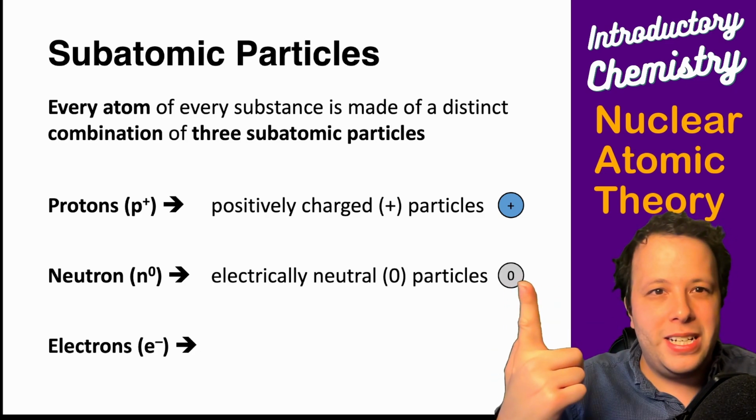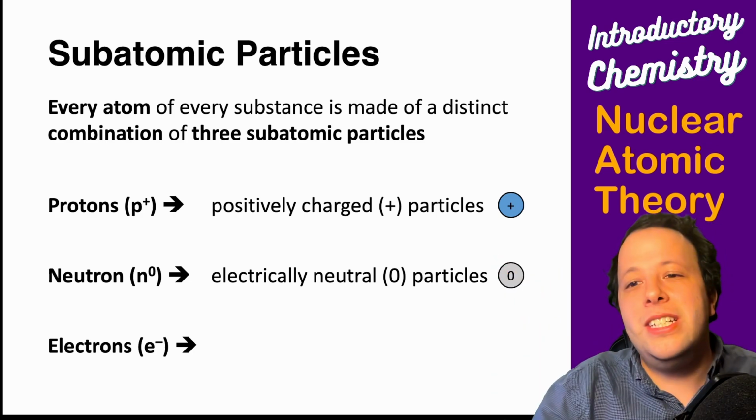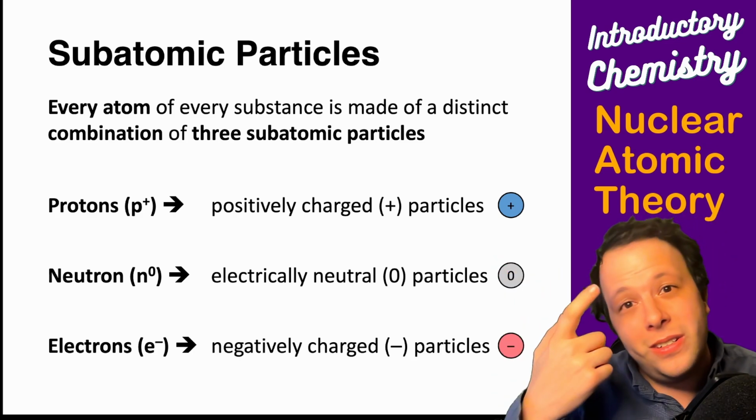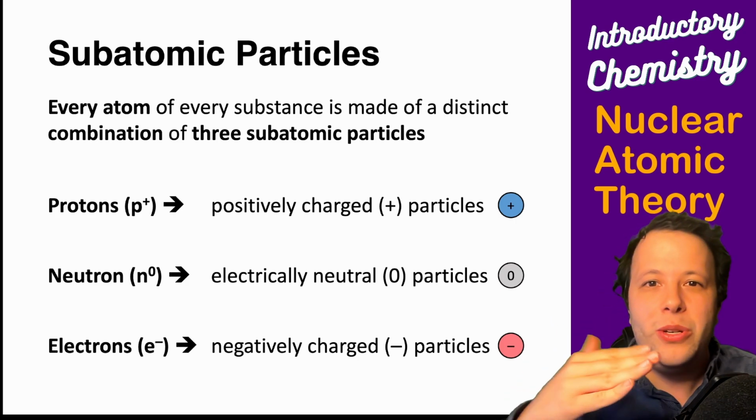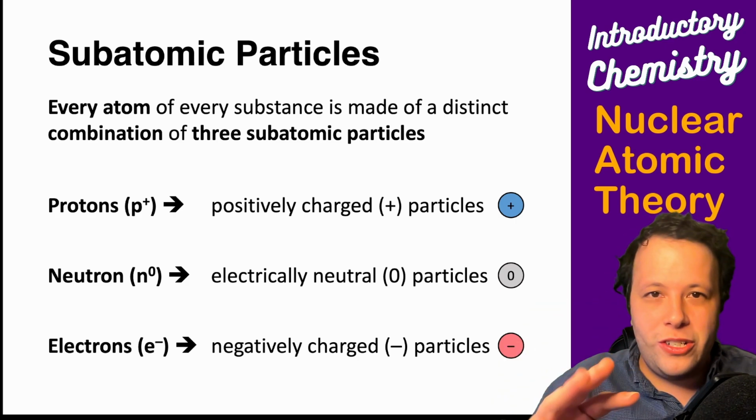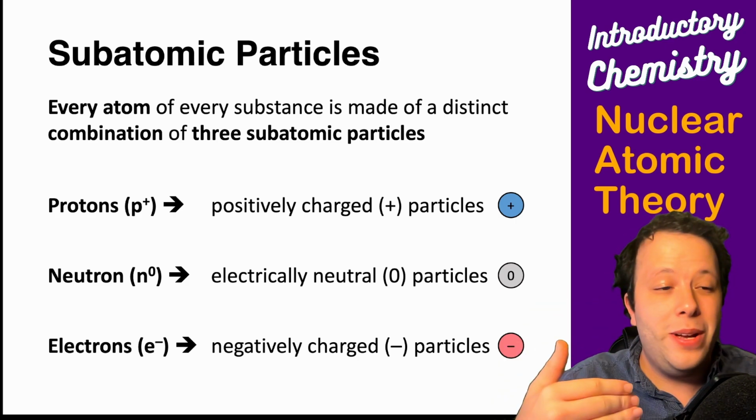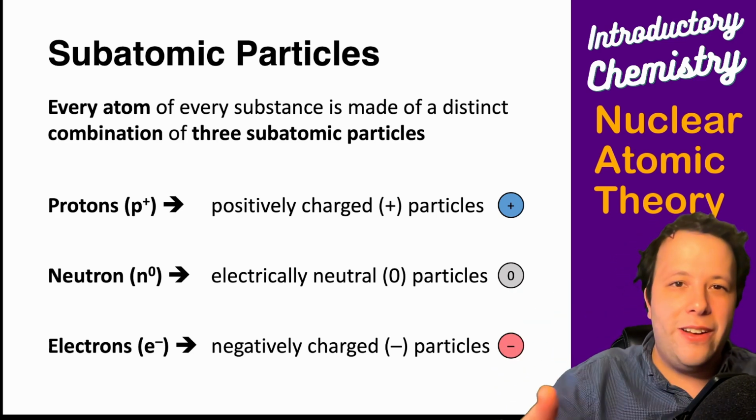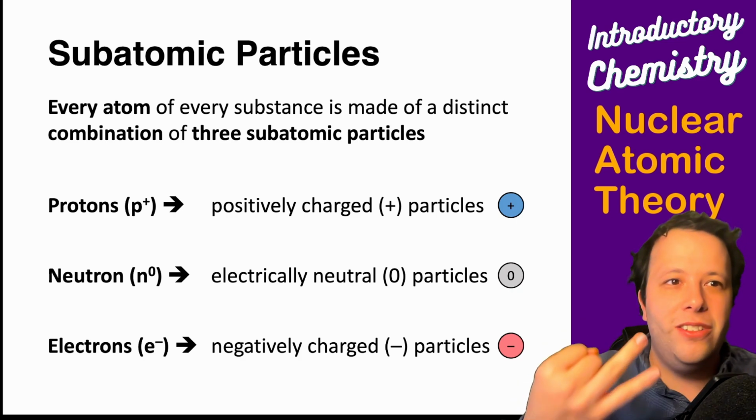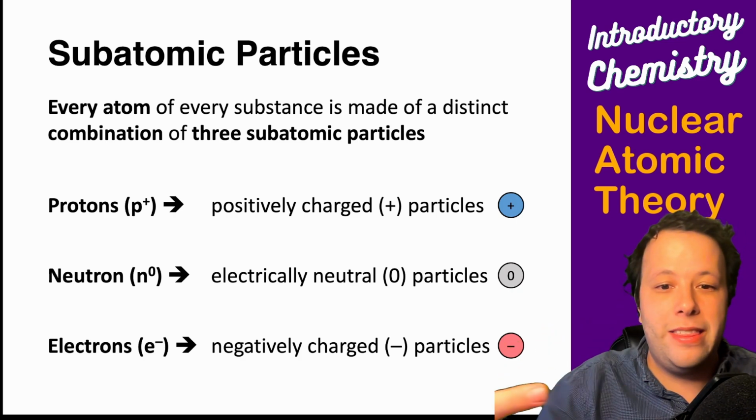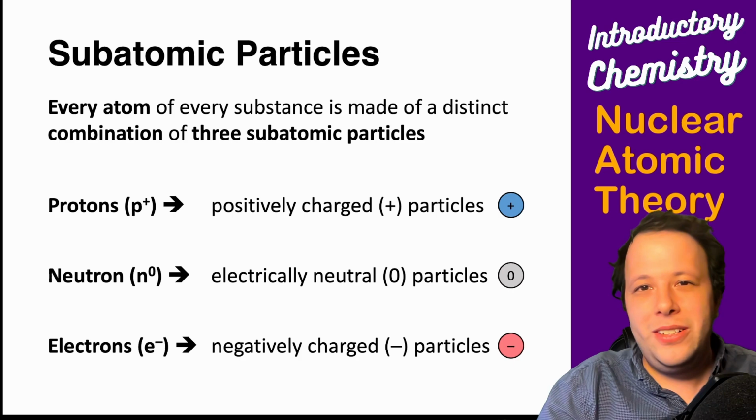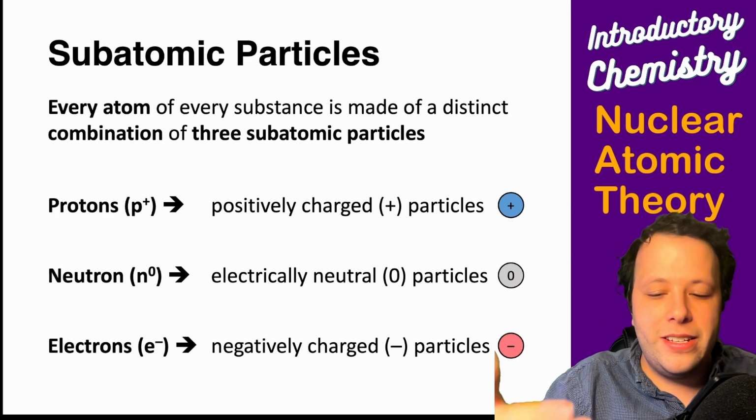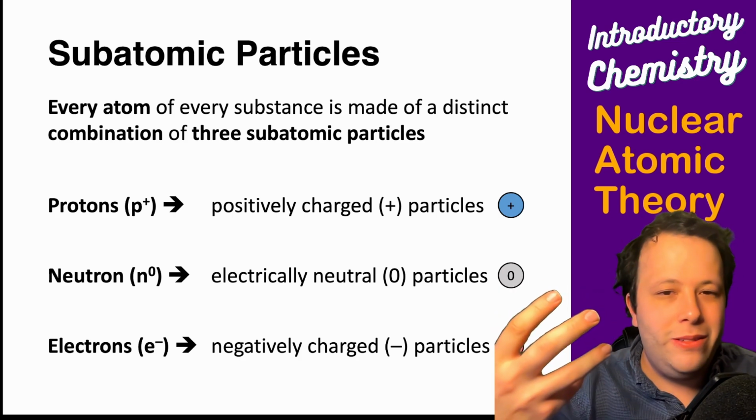Electrons, so if you had a positive and a neutral, what's left is your negatively charged particle, electrons. So you have 3 different charges that are available to you. Every single element is made up of atoms, and every atom has protons, neutrons, and electrons that set them apart.